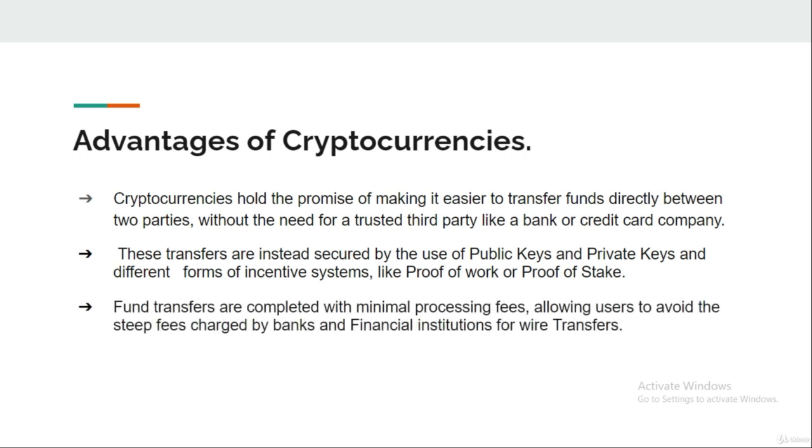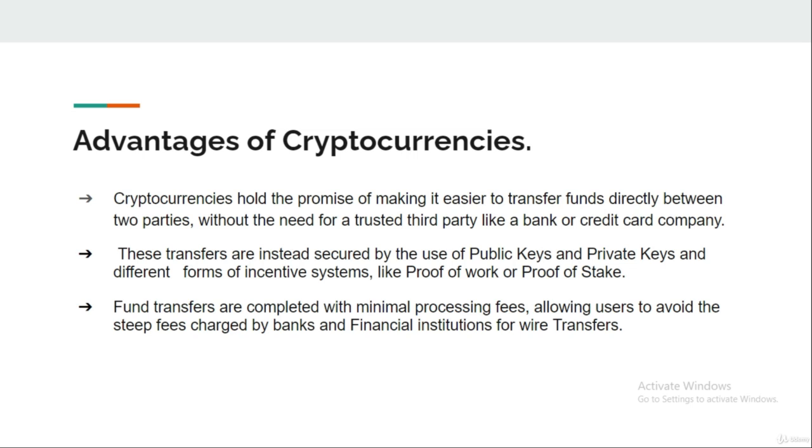Fund transfers are completed with minimal processing fees, allowing users to avoid the steep fees charged by banks and financial institutions for wire transfers. Well, as compared to the transfer fees taken by the banks or any other organizations, the transfer fee of bitcoins is very low indeed. So the transfer of bitcoins is really fast, secured, and cheap. But there is one disadvantage, we can say a drawback of Bitcoin transfers, that they can be traced. Once you send a Bitcoin to a particular public key, you cannot recover that Bitcoin like we can do in the case of bank transfers.